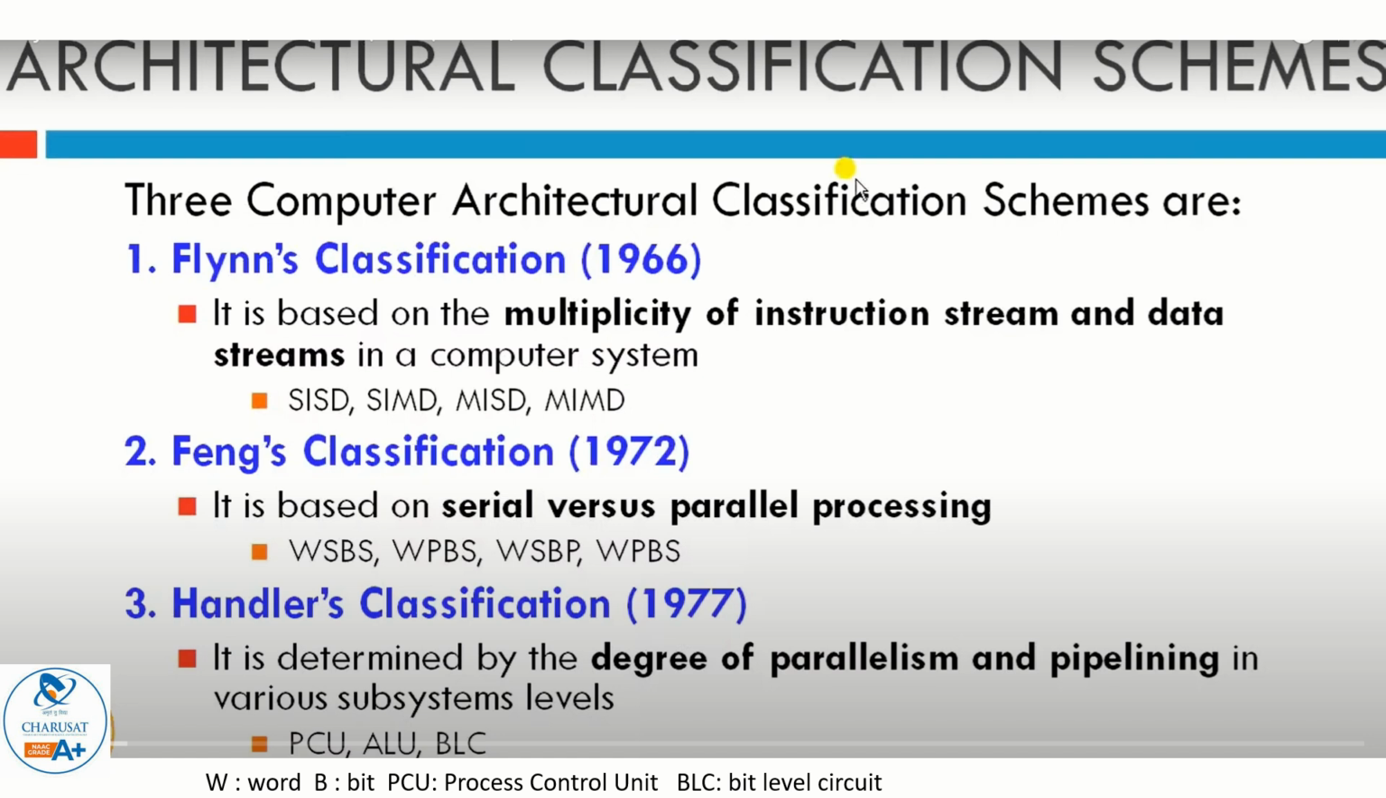The third one is Handler's classification, 1977. It is determined by the degree of parallelism and pipelining at various subsystem levels. PCU means processor control unit, ALU means arithmetic logic unit, and BLC means bit level circuit.